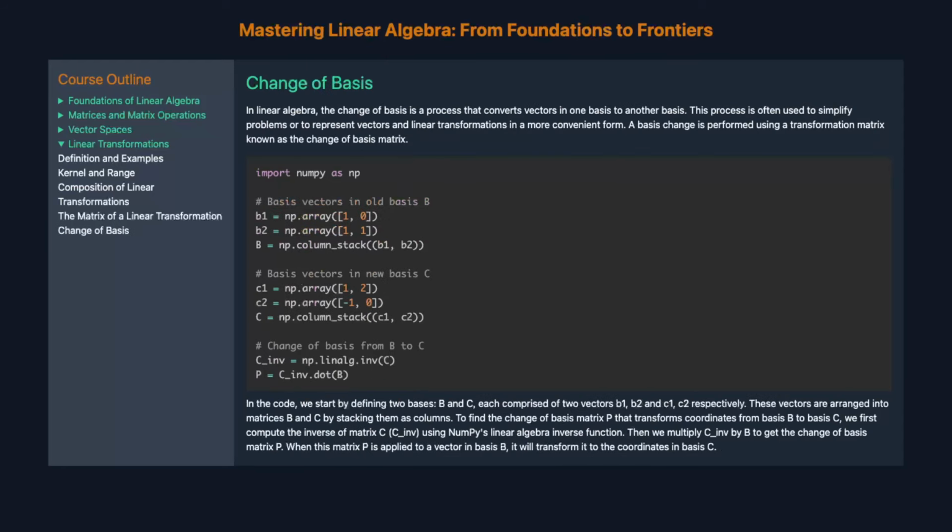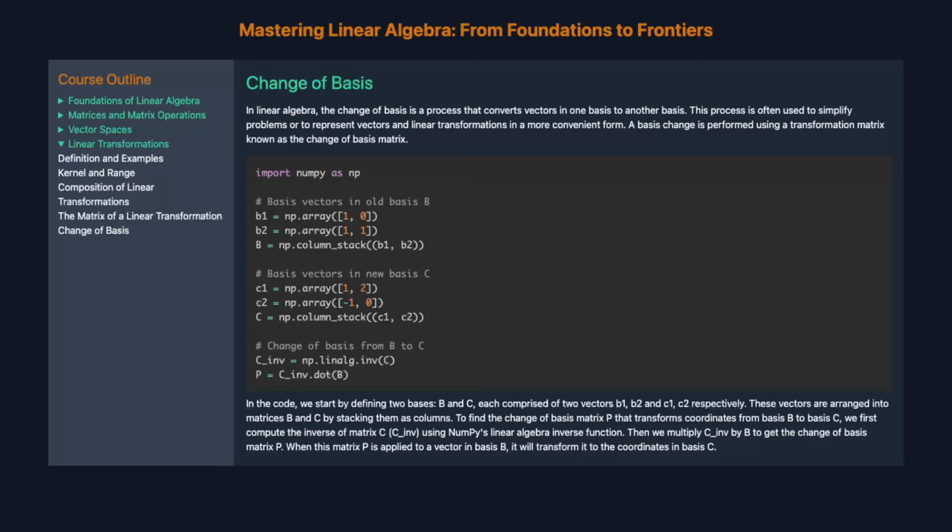Change of basis. In linear algebra, the change of basis is a process that converts vectors in one basis to another basis. This process is often used to simplify problems or to represent vectors and linear transformations in a more convenient form. A basis change is performed using a transformation matrix known as the change of basis matrix.